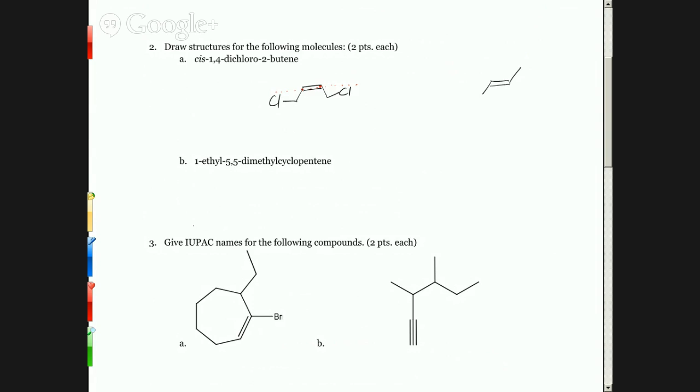Okay. And then 1-ethyl-5,5-dimethyl cyclopentene. So we need a cyclopentene. Looks like that. And then we need to figure out how to count this. How do you number alkenes? Right, if you can, you go from the lowest. So lowest possible here would just be 1, because in the name it's not specified where the ene should go, so we can assume that it's 1, which means the alkene should be between carbons 1 and 2. And that means that there should also be an ethyl at 1 and 2 methyl groups at 5.